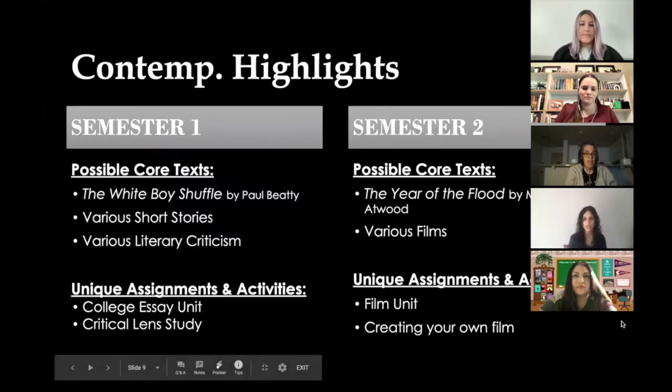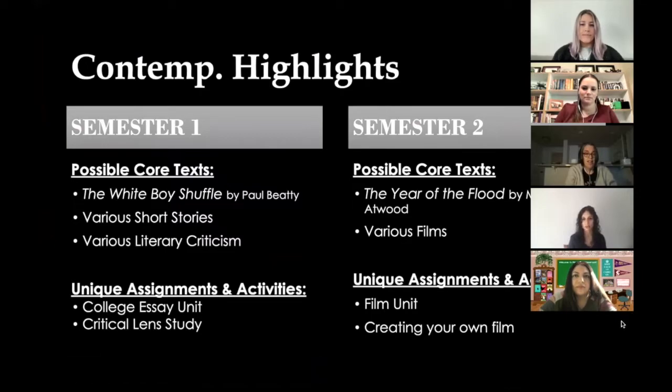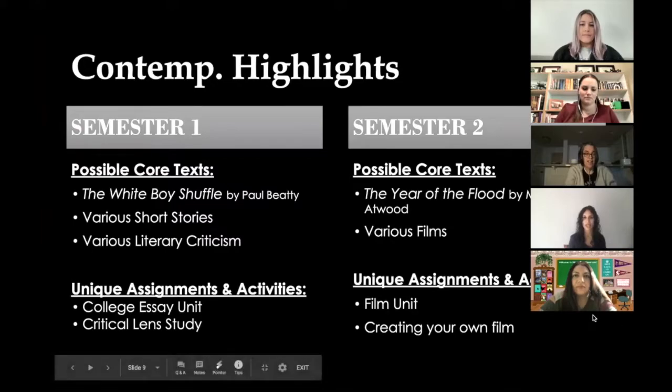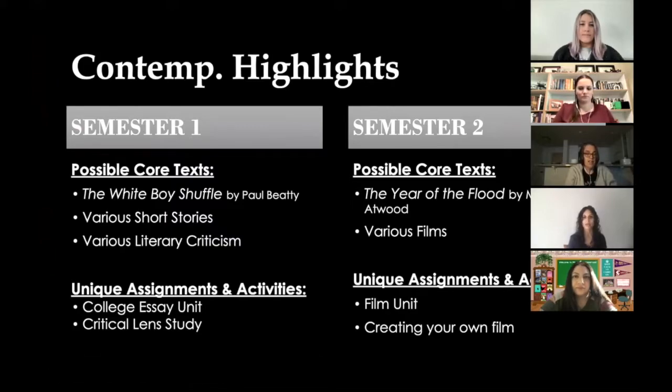Then the bulk of second semester focuses on film, so focusing on cinematography, editing, symbolism, music in various films, and that culminates into a create your own film project.